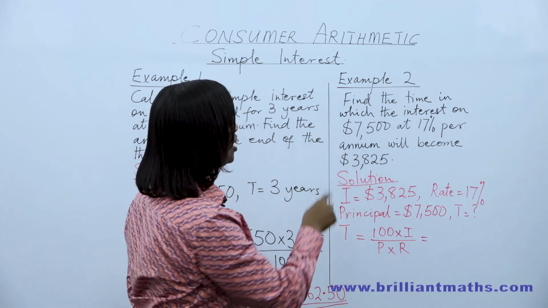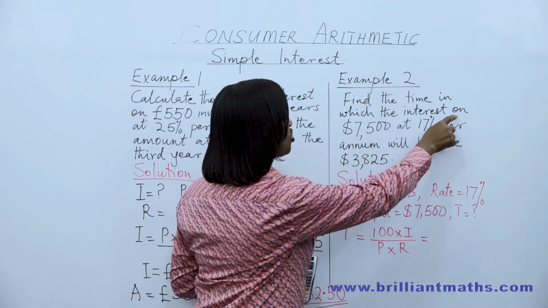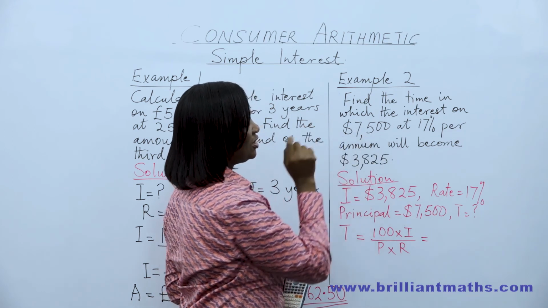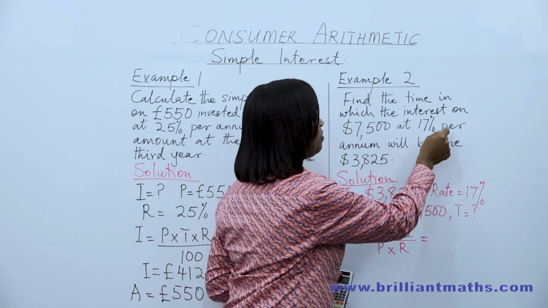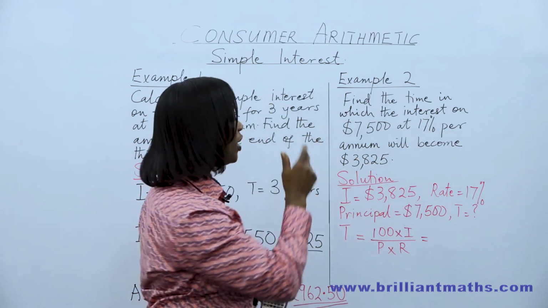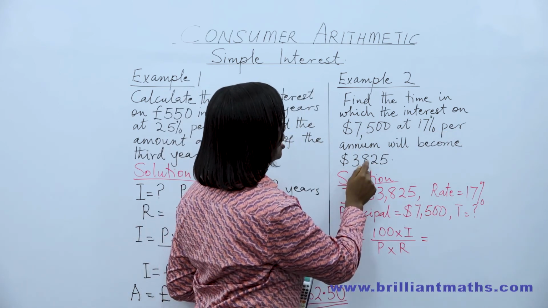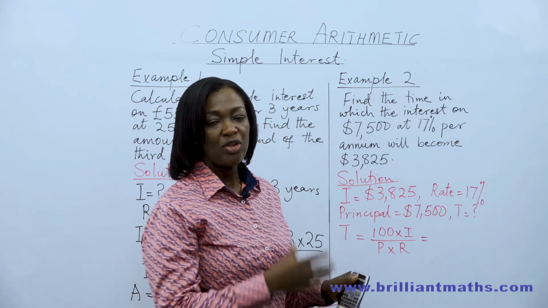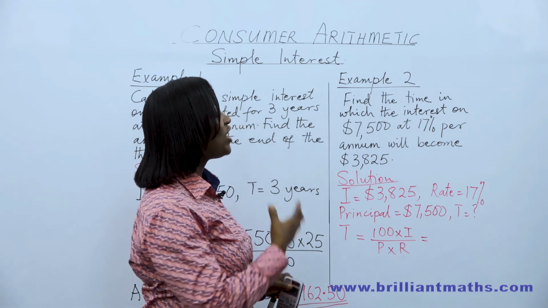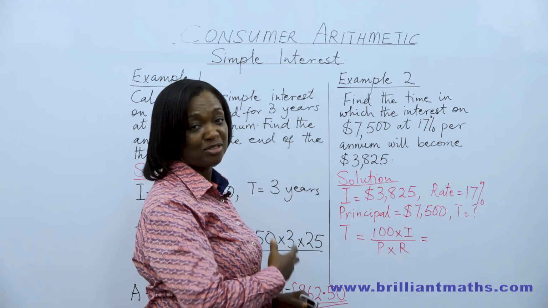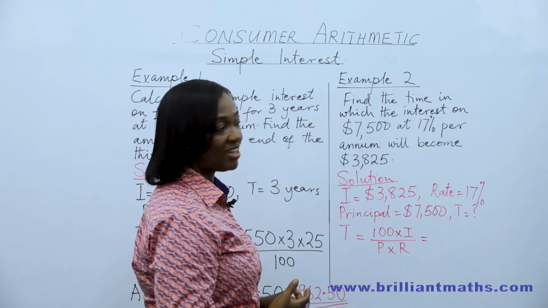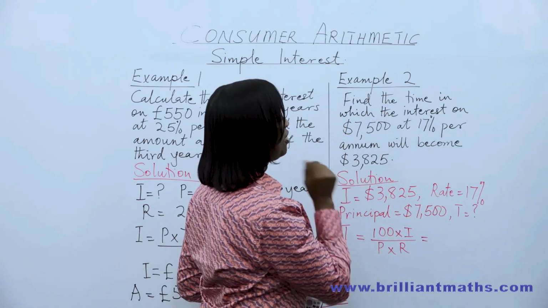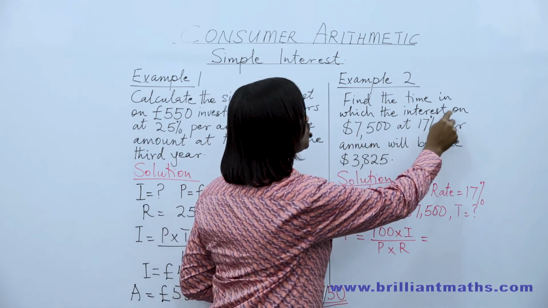Find the time in which the interest on $7,500 at 17% per annum will become $3,825. You need to read it carefully to be able to identify what you have been asked to find. So can we read the question again? It says, find the time. So what are we finding? We're finding time.